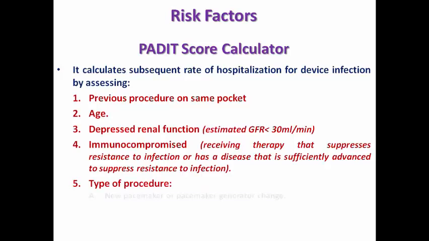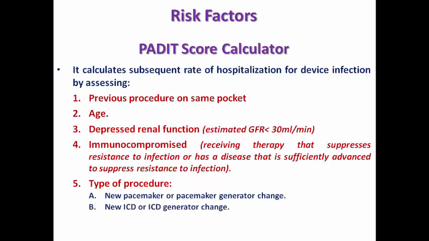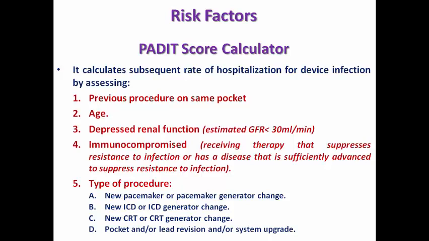For example, it is the lowest risk with new pacemaker implantation and slightly higher with generator replacement, still higher with ICD, much higher with CRT as it is a more complex device and a more complex procedure needing prolonged time, and the pocket is opened for a longer time, and of course the highest risk with pocket or lead revision or system upgrade, for example upgrading from a single to dual chamber or from dual chamber to CRT-P or CRT-D.